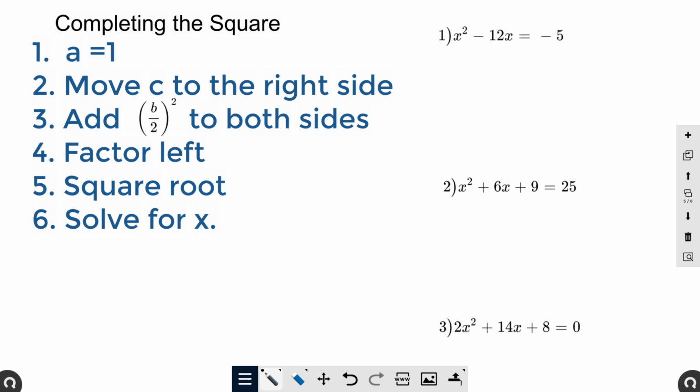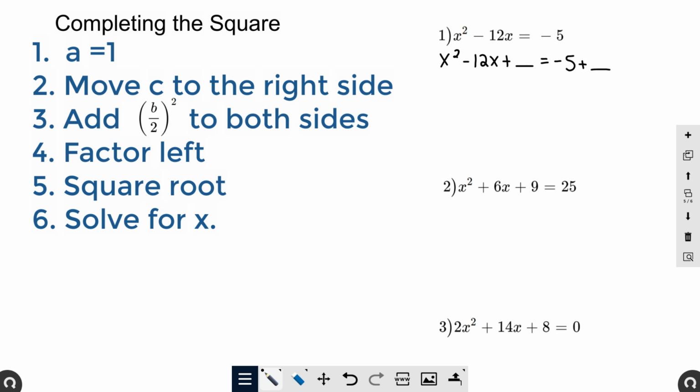First off, a must equal 1. So in front of the x squared, we have a 1x squared, right? So that part's done. Part 2, move c to the right side. Well, guess what? It's already there. So now I'm going to rewrite this, and I'm going to put some blanks in. We're going to add b over 2 squared to both sides. So I need to put a blank on the left side and on the right side.